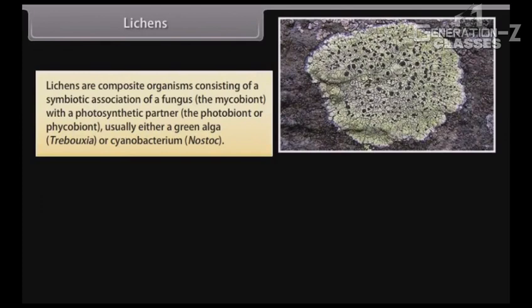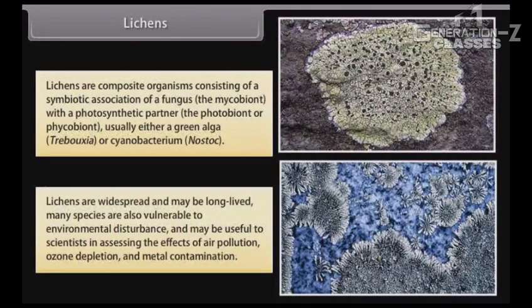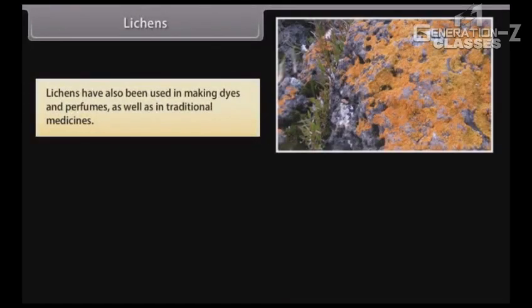Lichens are composite organisms consisting of a symbiotic association of a fungus, that is, the mycobiont, with a photosynthetic partner, that is, the photobiont or phycobiont, usually either a green algae, that is Trebouxia, or cyanobacterium, that is Nostoc. Lichens are widespread and may be long-lived. Many species are also vulnerable to environmental disturbance and may be useful to scientists in assessing the effects of air pollution, ozone depletion, and metal contamination. Lichens have also been used in making dyes and perfumes, as well as in traditional medicines.